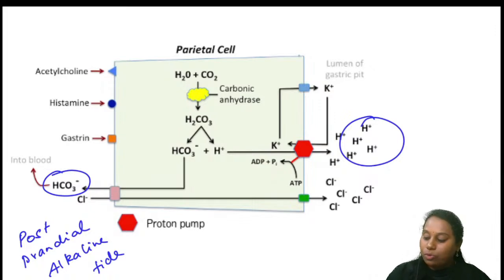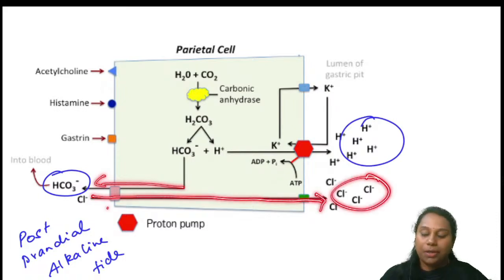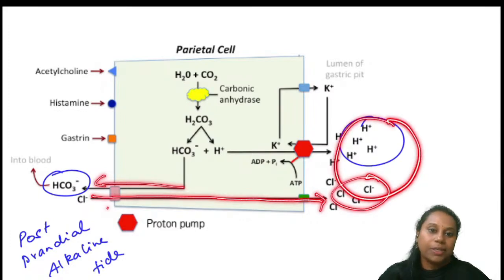When bicarbonate moves into the blood, it is in exchange for another anion, chloride, which is secreted into the stomach. Therefore, inside the stomach, you have H+ and chloride. It forms hydrochloric acid. This is the mechanism of HCl secretion.